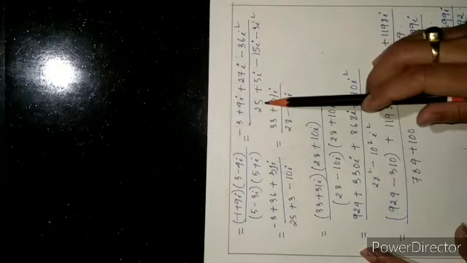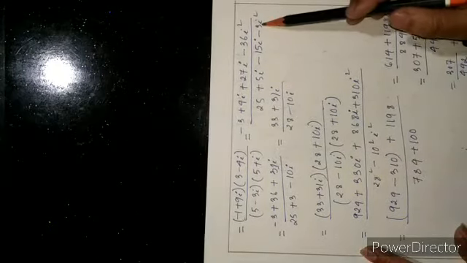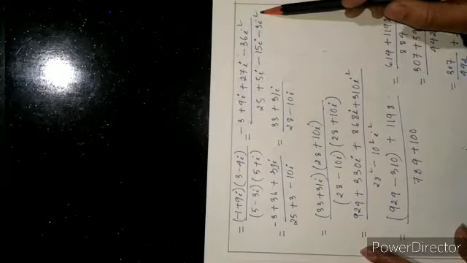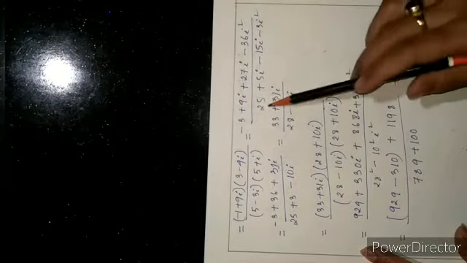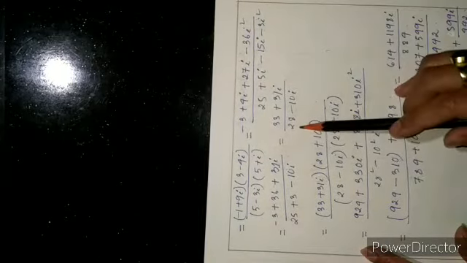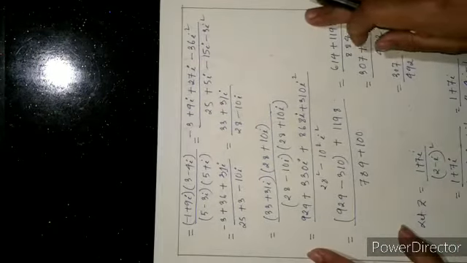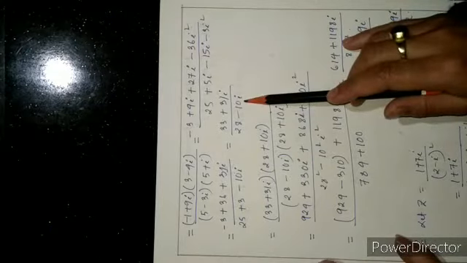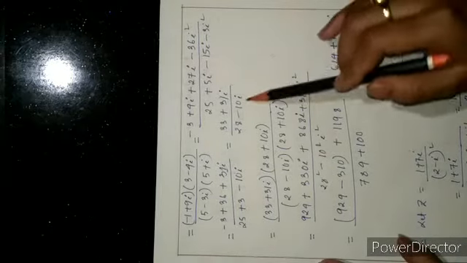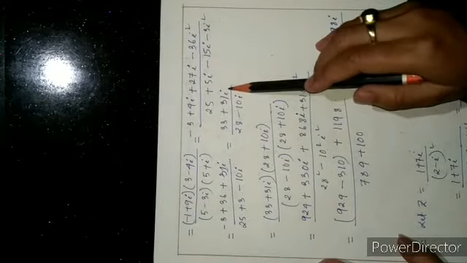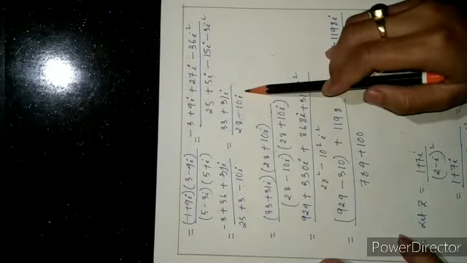The denominators: minus 3 into minus 1 is equal to plus 3. So 25 plus 3 is equal to 28. Then 5i minus 15i is minus 10i. So our expression is 33 plus 31i by 28 minus 10i.